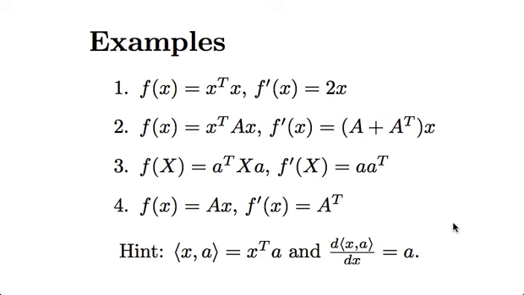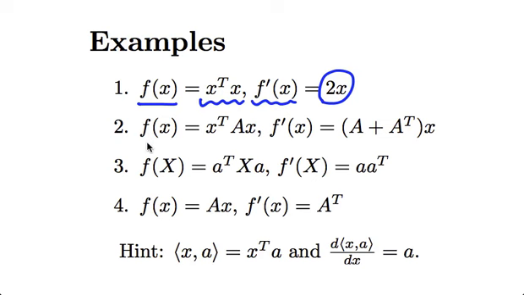Let's look at some examples. So when f of x is x transpose x, one can calculate that f prime of x, which is the derivative, is 2x. So note that this is a vector. So suppose x is a vector in Rn, then the derivative is a vector in Rn, right? So that's fine.